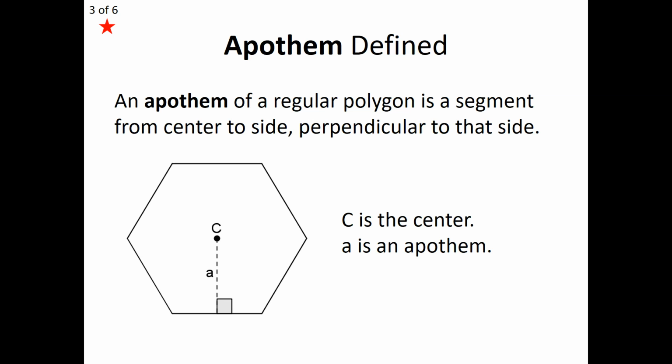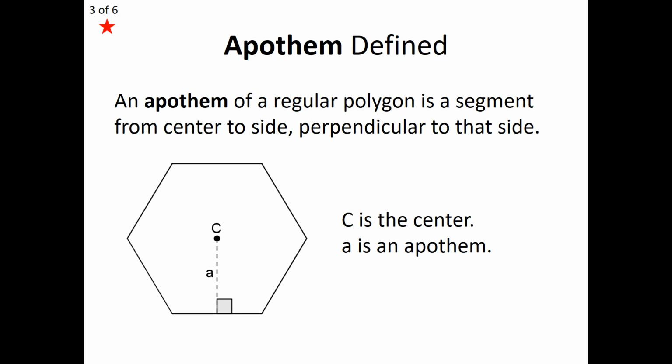So we use the center point as the starting endpoint of our segment, and we then produce a perpendicular from that segment to a side of our regular polygon. We want to give this segment a name, and we call it the apothem. This segment is critical, because we need to know its length in order to find the area of a regular polygon.